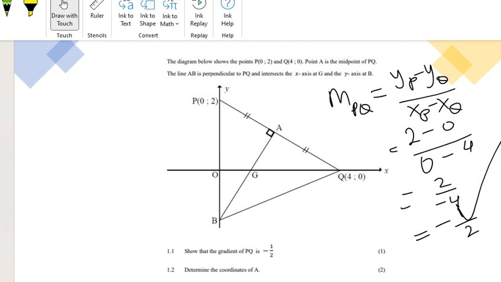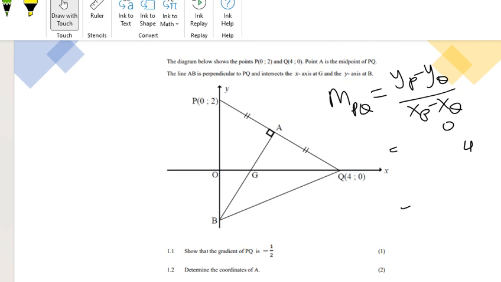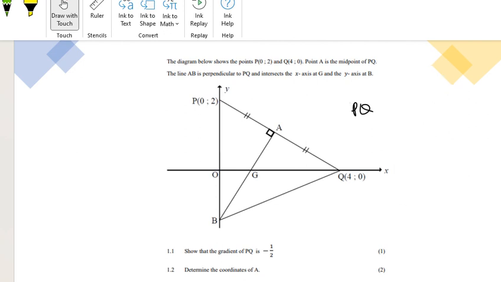Let me clean it up now. I'm done with this one. It's just a 1 mark, and it deserves it. This is so easy. Determine the coordinates of A.